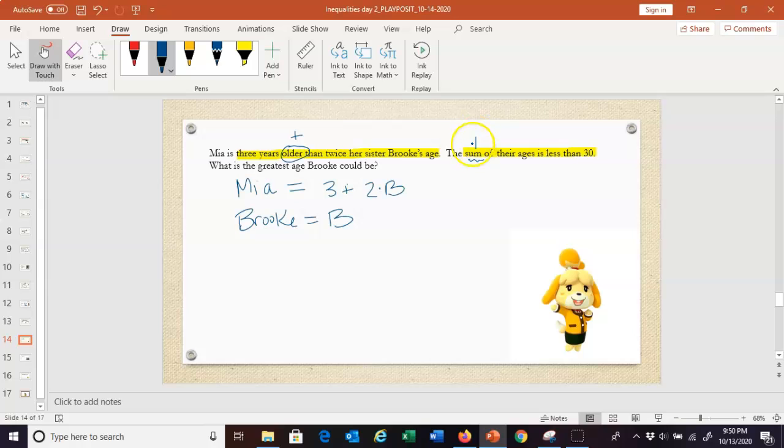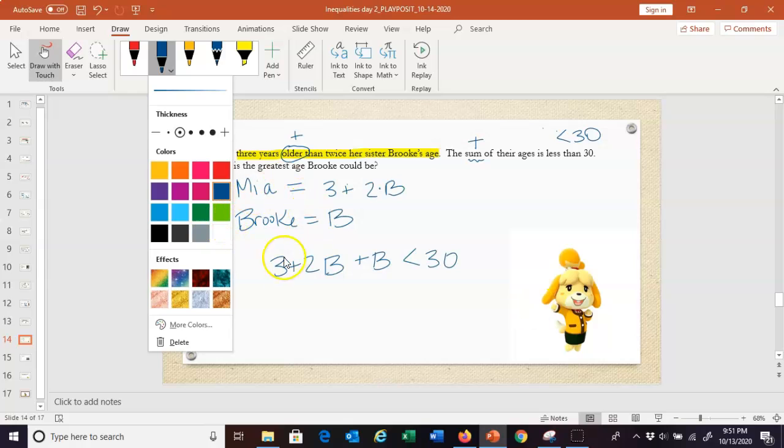The sum, so sum is addition, of their ages is less than 30. So I just wrote is for the equals, but let's see if it really should be less than or equal to or just less than. Let's look. So we're going to add them up. We're going to sum them. There's Maya's age plus Brooke's age. Oh, and it must be less than 30. This is more of an English constraint there than the mathematical is of equal to.